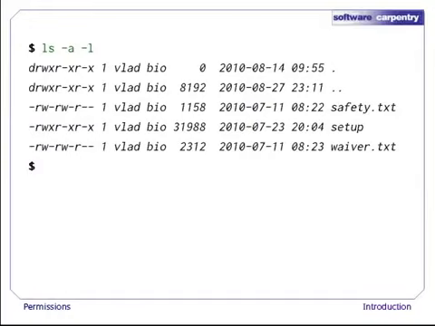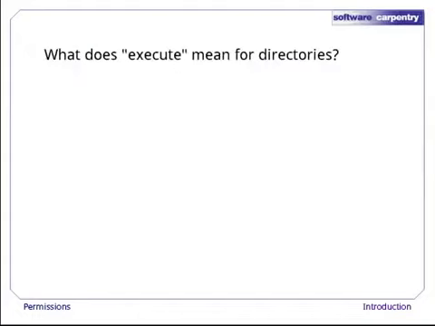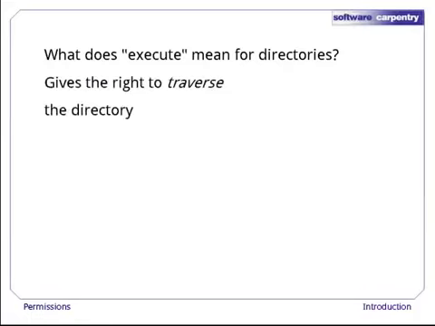hidden. As you can see, the permissions for dot and dot dot, this directory and its parent, start with a d. But look at the rest of their permissions. The x means that execute is turned on. What does execute mean for a directory? It's not a program. How can we run a directory? In fact, x means something different for directories. It gives someone the right to traverse the directory, but not look at its contents.